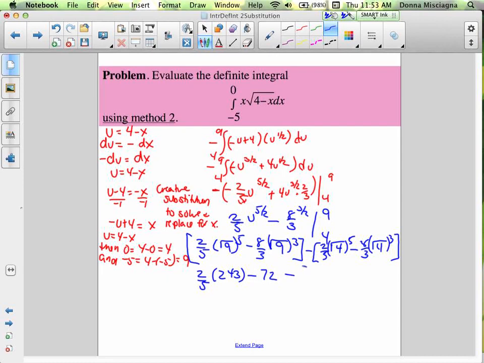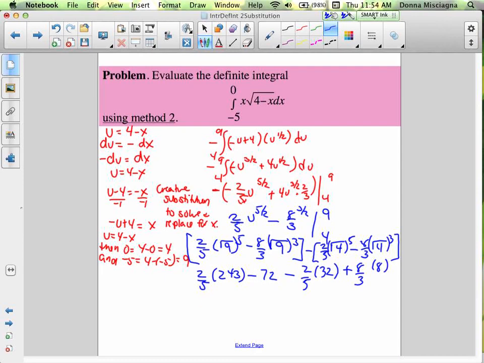This is going to be 2 fifths. And then square root of 4 is 2. 2 to the 5th is 32. Now a plus, because we're distributing the negative, 8 thirds times square root of 4 is 2. 2 cubed is 8. All right, there, it looks good. Let's combine the like things first, and then multiply out.